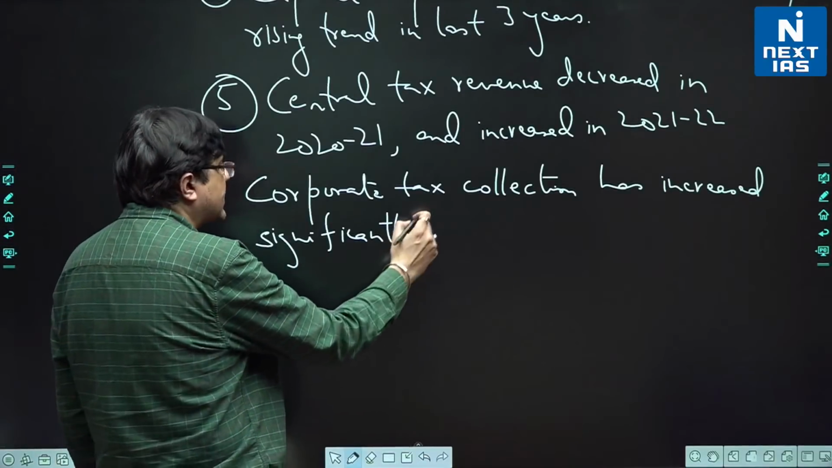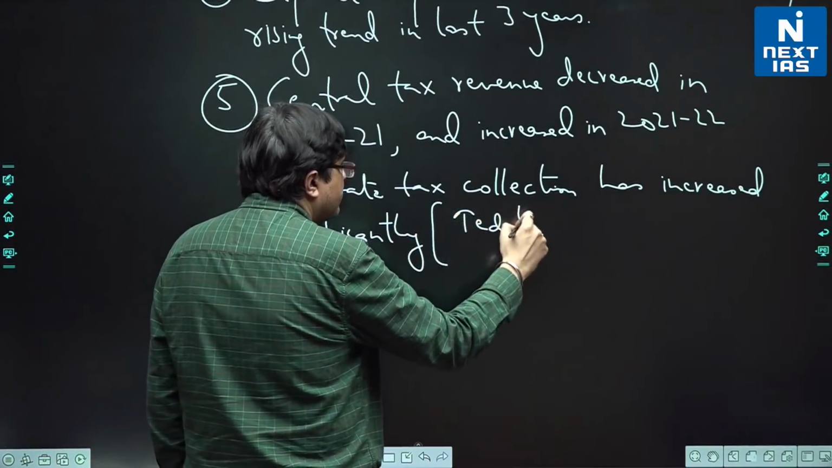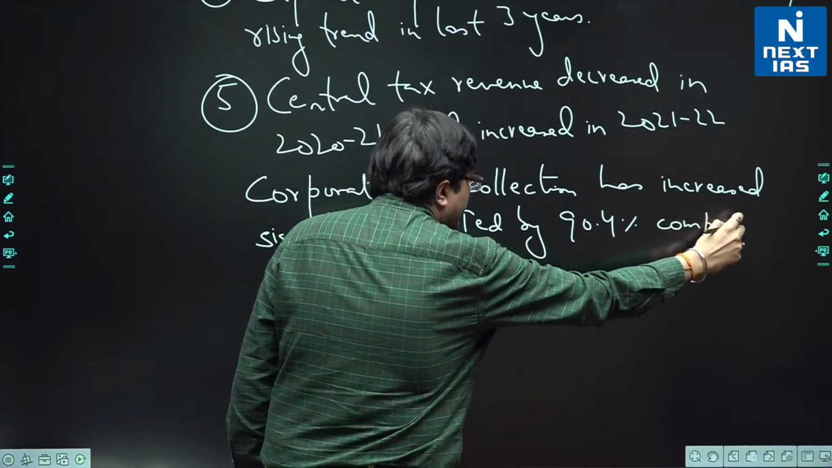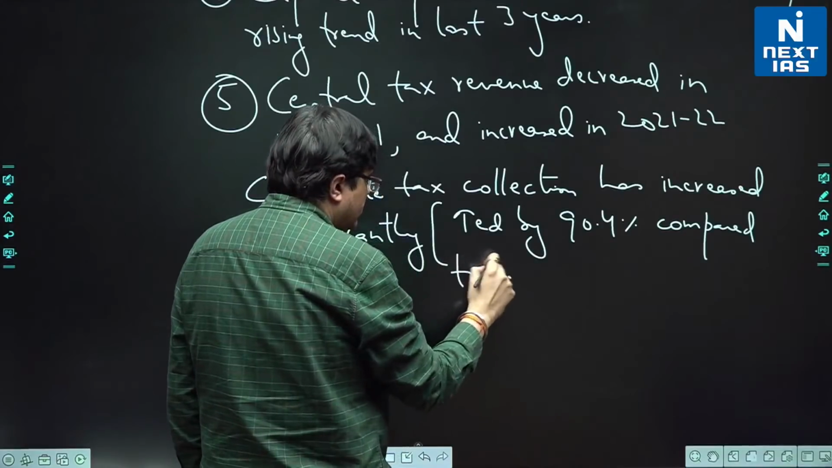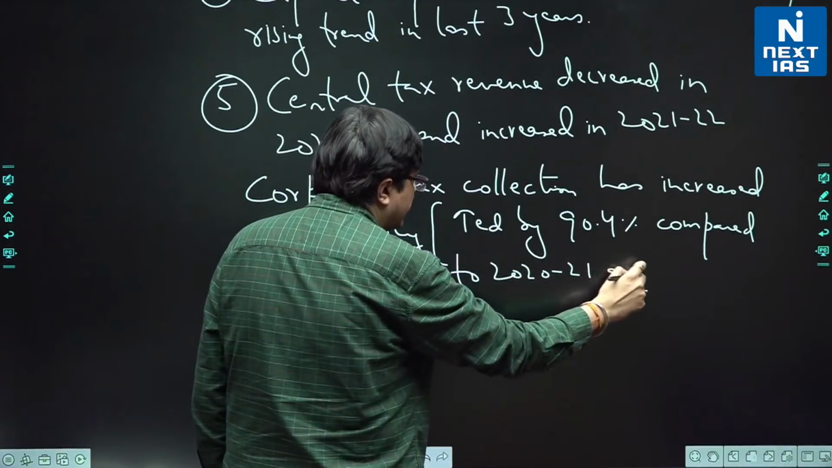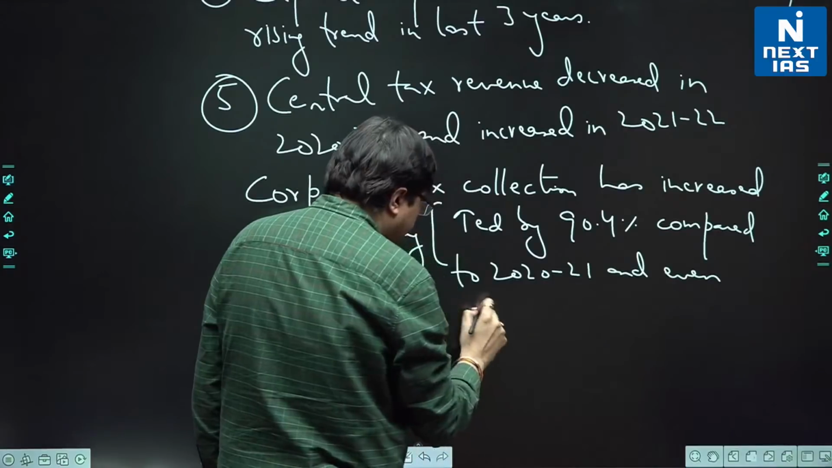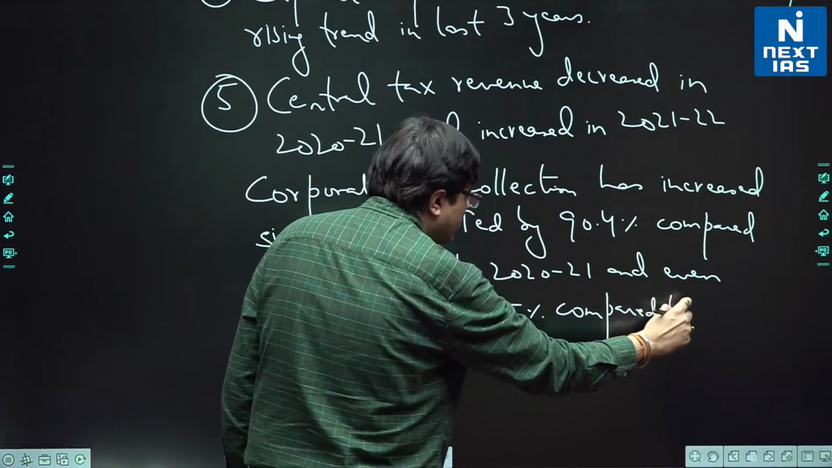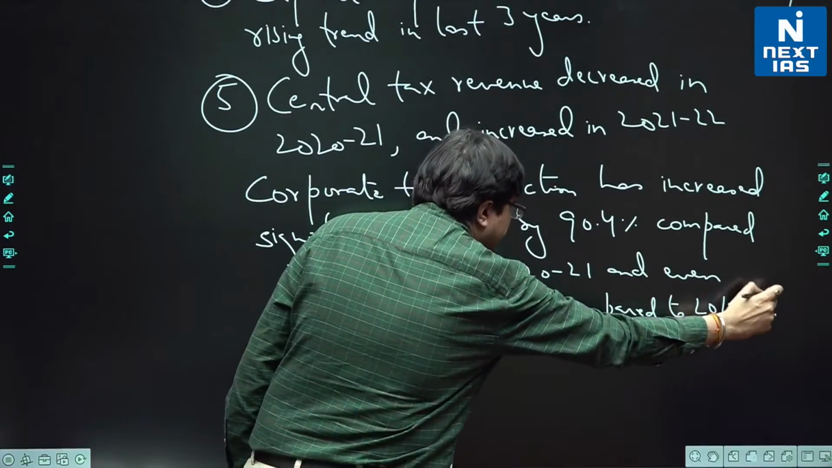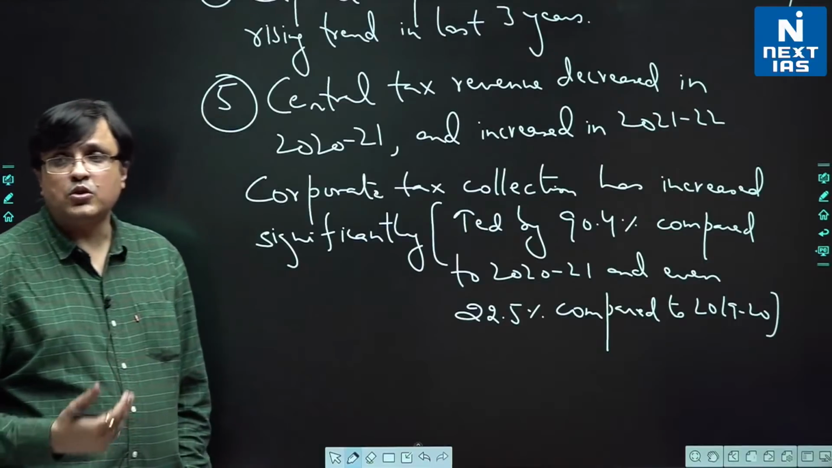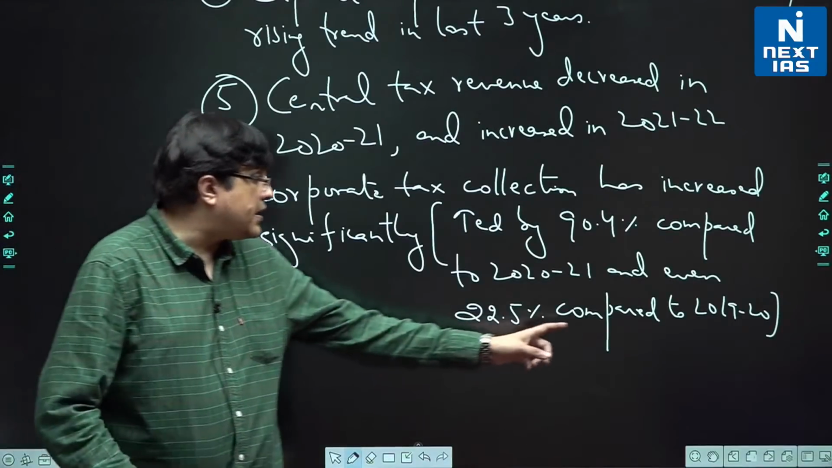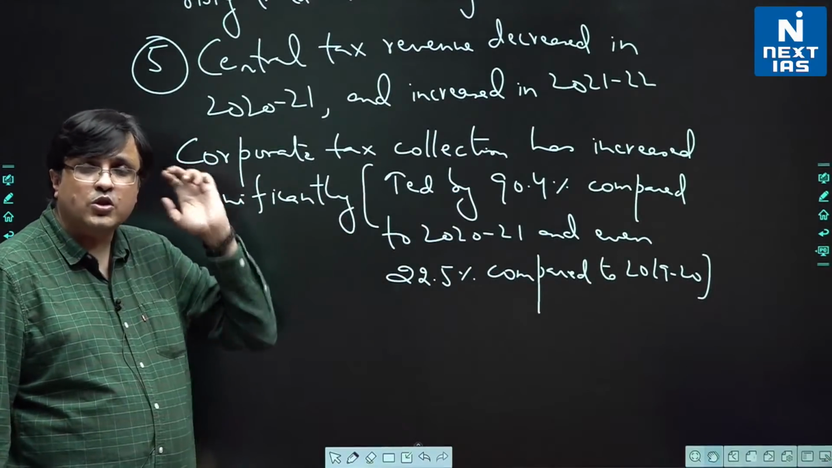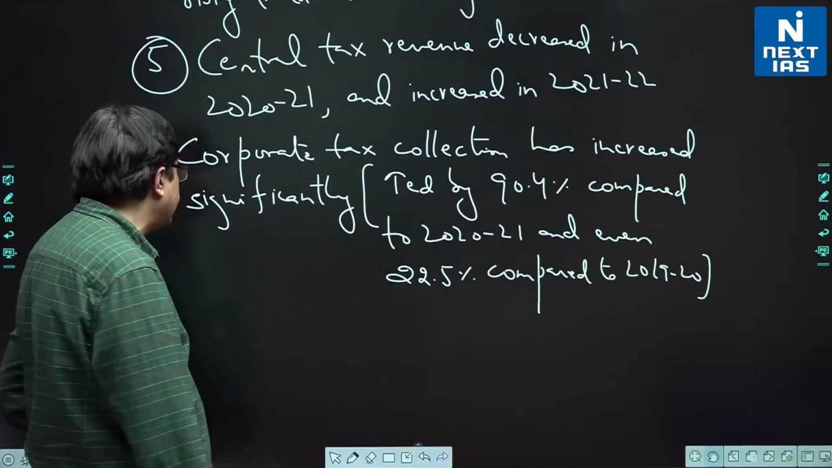In fact, it says that corporate tax collection increased by 90.4% compared to 2020-21, and even 22.5% compared to 2019-20. So even if we compare it to 2019-20, corporate tax collection is higher than what it was even in 2019-20. So the revival is more than sufficient there.